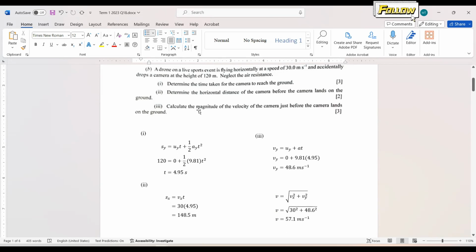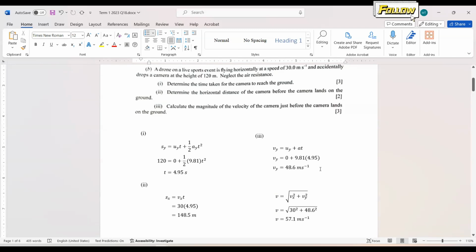The last question is to obtain the magnitude of the velocity of the camera just before it lands on the ground. You should have done a lot of exercises on similar questions. The velocity of the camera consists of the horizontal and the vertical component. The horizontal speed stays constant at 30 meters per second, and you need to calculate the vertical velocity before you get the magnitude. For the vertical velocity, just apply the formula v equals u plus at. The initial vertical velocity is also 0, as we did in question 1. Put in the values and you will get a vertical velocity of 48.6 meters per second.